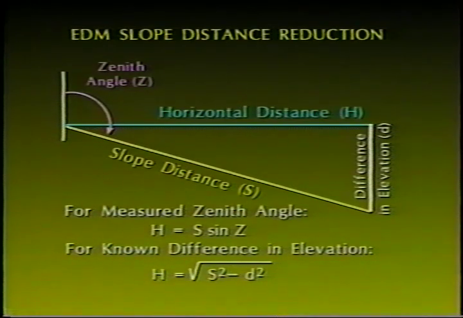The horizontal distance is then calculated by multiplying the slope distance times the sine of the zenith angle. Another method is to determine the difference in elevation between the instrument station and the target station by one of the leveling procedures. The horizontal distance can then be calculated using Pythagoras' theorem. The horizontal distance equals the square root of the slope distance squared minus the difference in elevation squared.